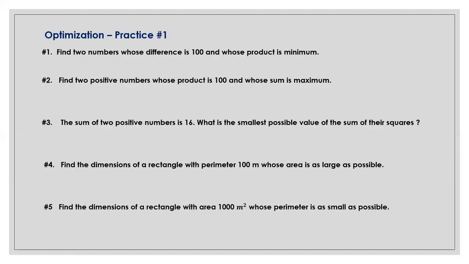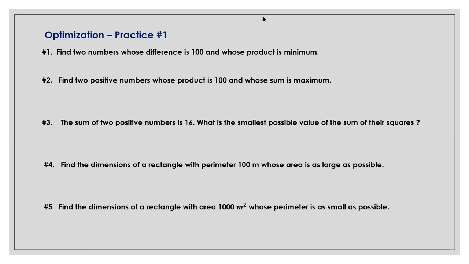Okay, so for our optimization problems, for the first practice we're going to have these 5 problems here. As you can see, those are very simple. Basically, if you have two numbers whose difference or sum is a certain number, then I want to find the product or those things. Then the last two types of problems are where you want to find the maximum area, or you might find the minimum perimeter. That is what the last two problems are about.